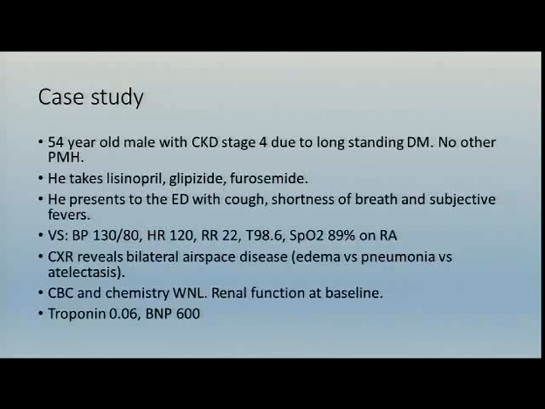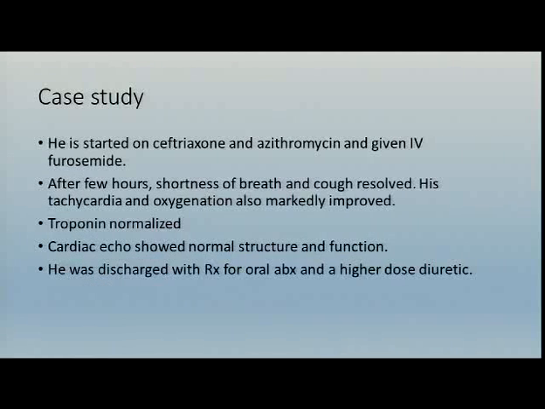The X-ray revealed bilateral airspace disease that can be interpreted as edema, which is fluid, pneumonia, an infection of the lung, and atelectasis, which is a collapse of a part of the lung. Some chemistries and blood work were within normal limits. The renal function was at baseline because it wasn't normal to begin with. Troponin, a marker of the function of the heart, is slightly elevated, and so is the BNP, another marker. The patient was started on antibiotics. Ceftriaxone and azithromycin were given, along with an IV form of what you can call a water pill to help the patient urinate.